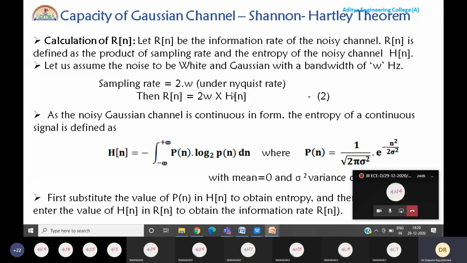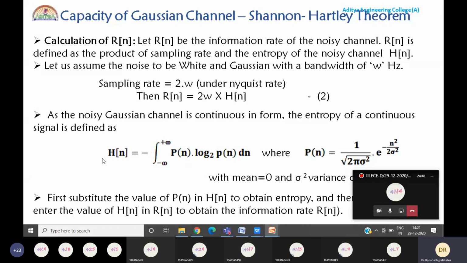What is H of n? H of n is the entropy of the noisy channel, which possesses a Gaussian distribution. Now, as the noisy Gaussian channel is continuous in form, the entropy of a continuous signal is defined as H of n is equal to minus integral from minus infinity to plus infinity of P of n into log P of n base 2 dn.